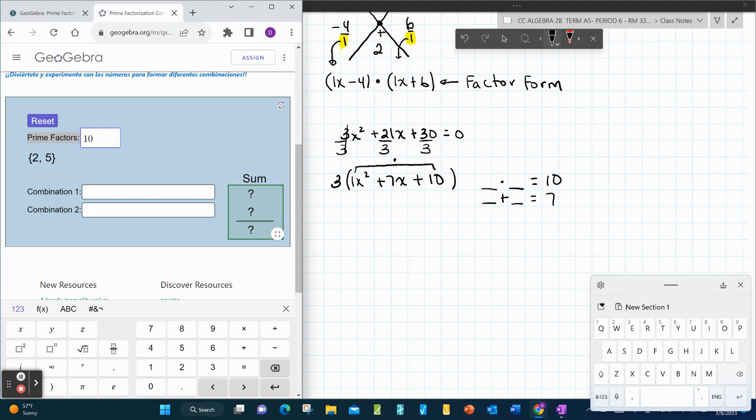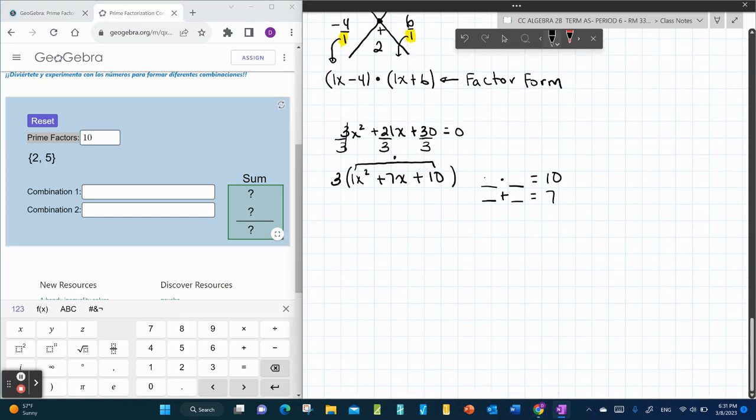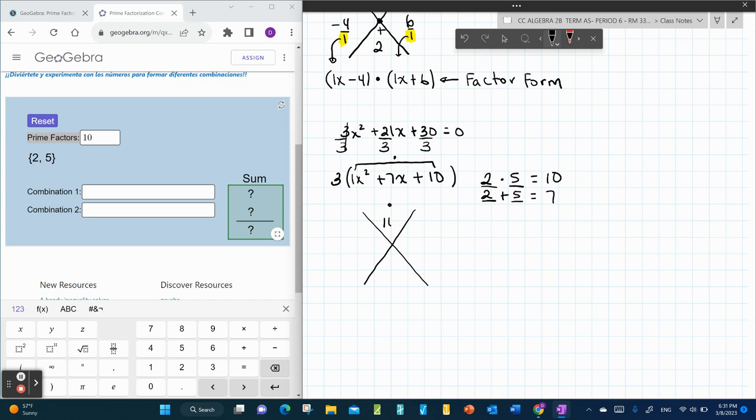I quickly noticed that it's just a 2 and 5, so those are my only choices. Because of that, I'm going to come over here and I'll say, let this be a 2, let this be a 5, let this be a 2, let this be a 5. I create my X value. On the top, I'm going to put 10. On the bottom, I'm going to put 7. And my two answers are 2 and 5.